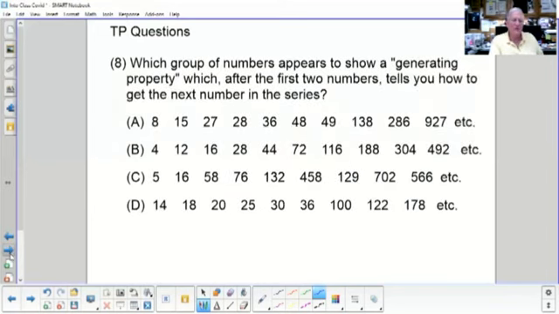Which group of numbers appears to show a generating property which after the first two numbers would tell you how to get the next number in the series? So see if you can come up with some method where we can predict what the next number would be in the series, given the first two numbers and how it works.